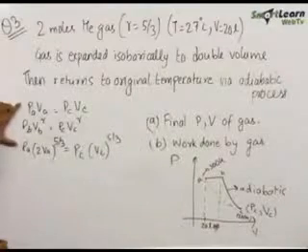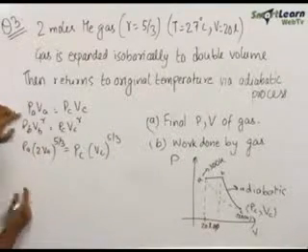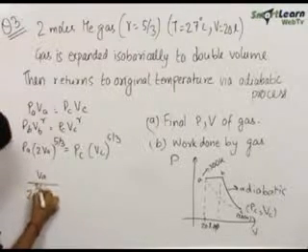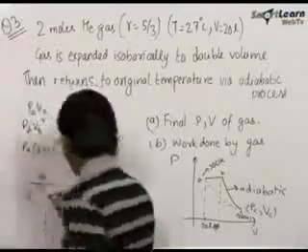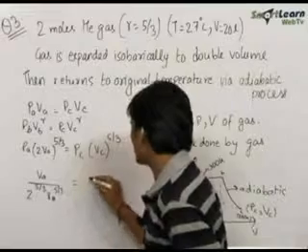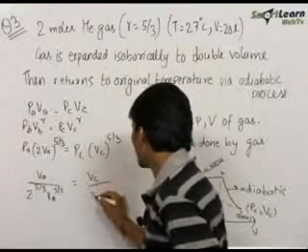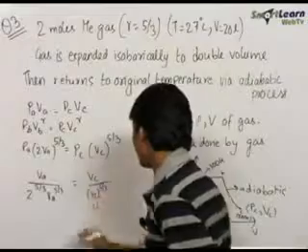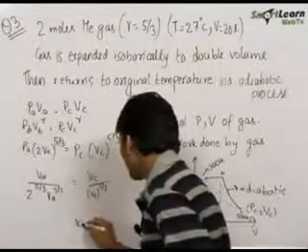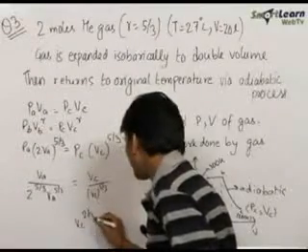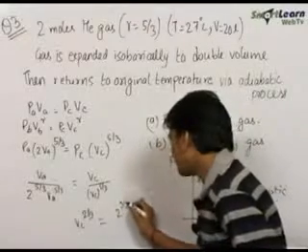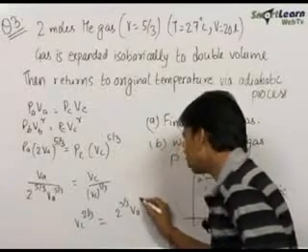Now checking out these two equations, if we divide them we get VA upon (2 raised to the 5/3) into (VA raised to the power 5/3), this is equal to VC upon VC raised to the power 5/3. Therefore what we get here is that VC raised to the power 2/3 is equal to 2 raised to the power 5/3 into VA raised to the power 2/3.